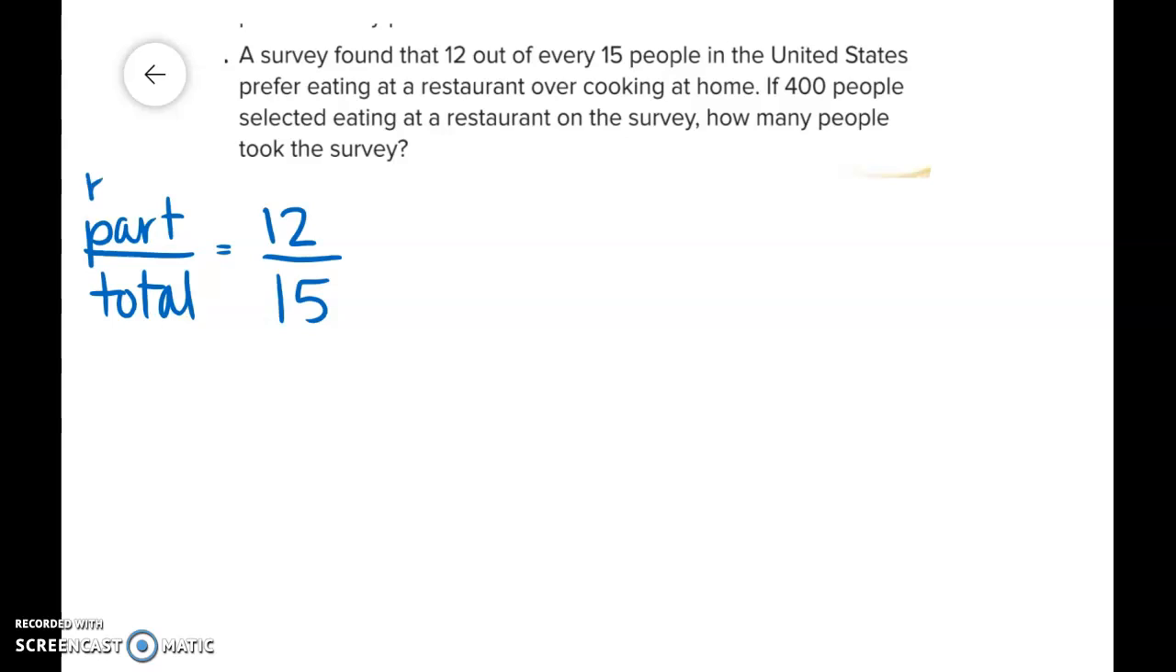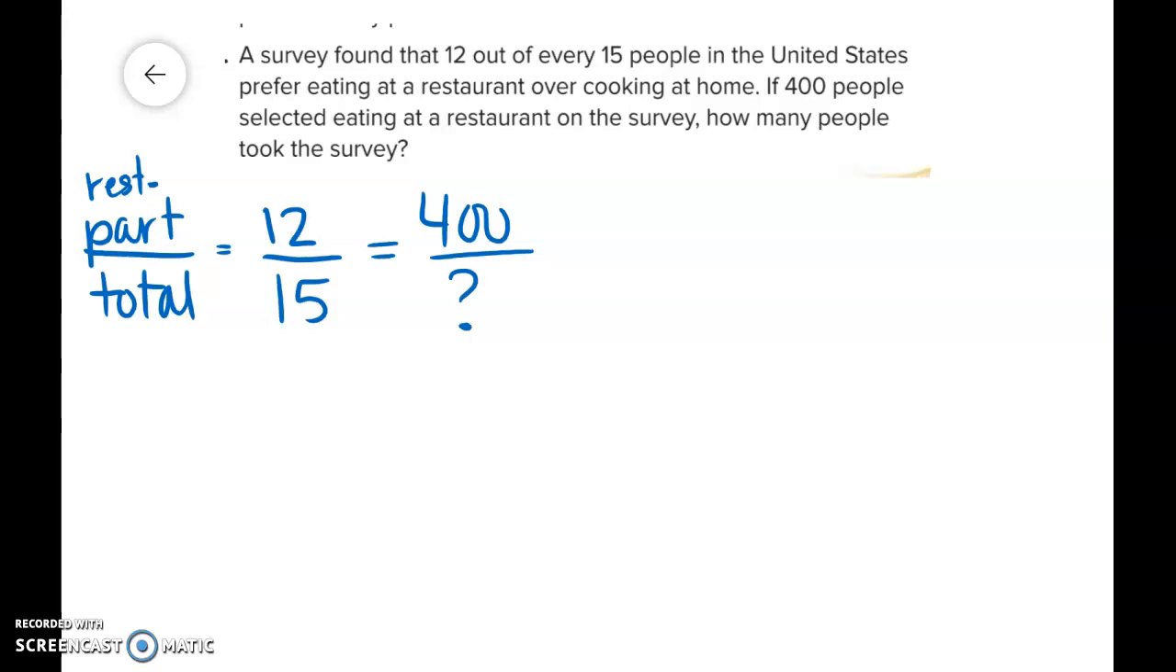Well, I know that the part is the people who like going to restaurants, and the total is the total number of people who took the survey. So I'm going to go ahead and put that 400 up at the top, and I am searching for the total number of people who took the survey.